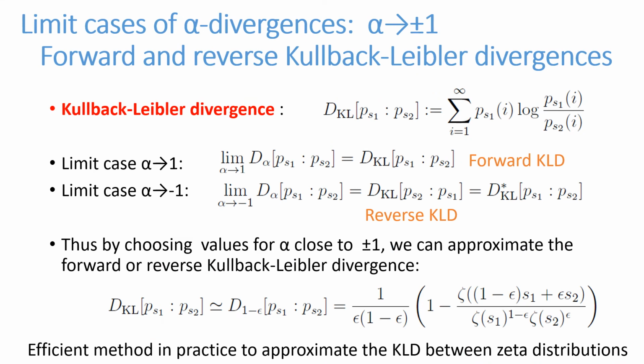A property of the alpha divergences is that they tend to the forward Kullback-Leibler divergence or the reverse Kullback-Leibler divergence when alpha tends to 1 and -1 respectively. Thus, by choosing in practice some alpha values very close to this extreme case, plus or -1, we get an efficient way to approximate the Kullback-Leibler divergence between two zeta distributions.